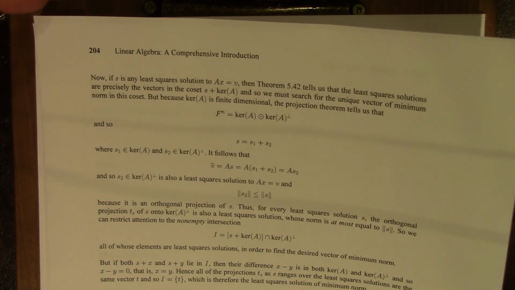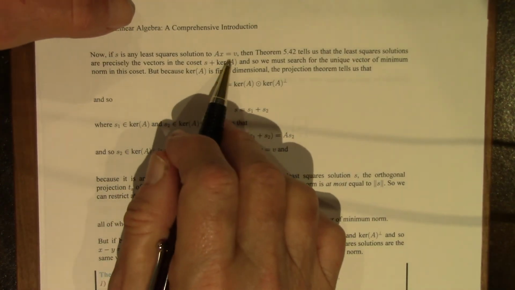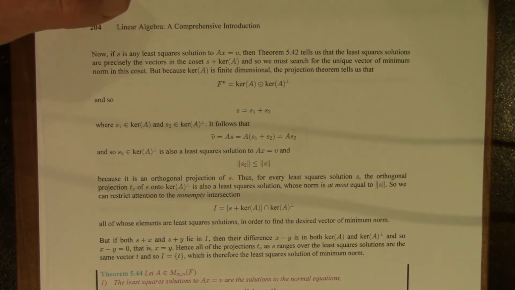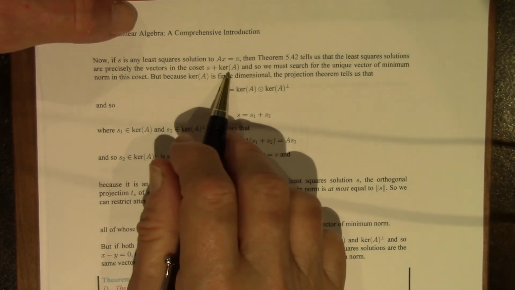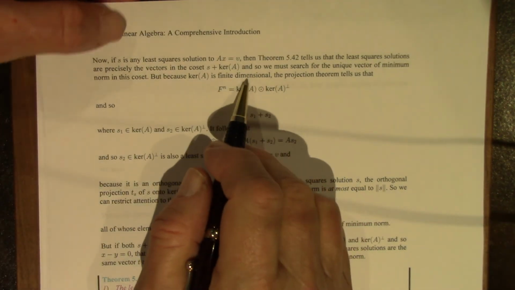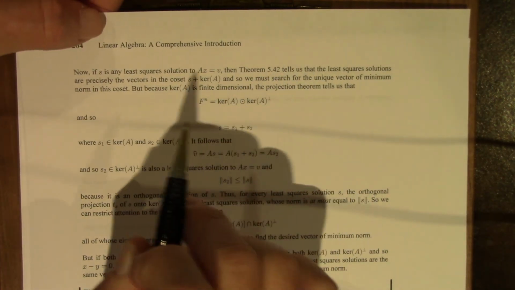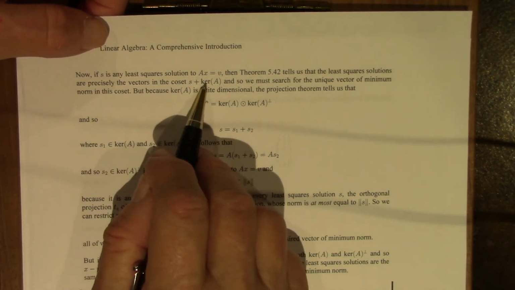Now, if S is any least squares solution to AX equals V, then the previous theorem tells us that the least squares solutions are precisely the vectors in this coset. Is that the theorem that told us that? Yeah. So we have to search for a necessarily unique vector of minimum norm in this coset.